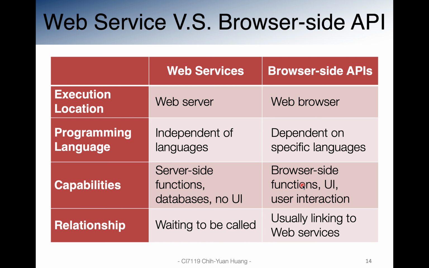But the browser-side API could usually be linked to some web services to retrieve specific information. So basically, the browser-side API may have some web services that need to be linked. That's a simple and quick comparison between the server-side web service API and also the browser-side API.